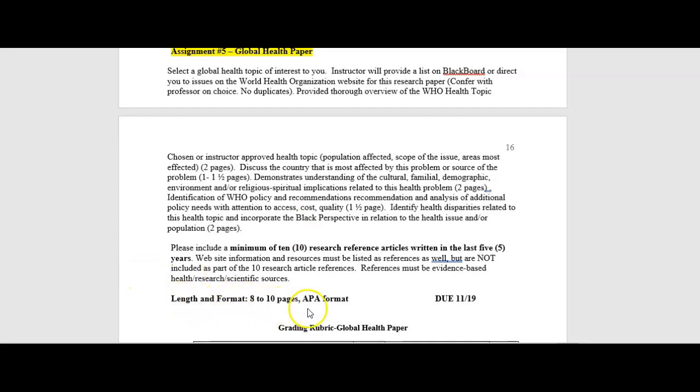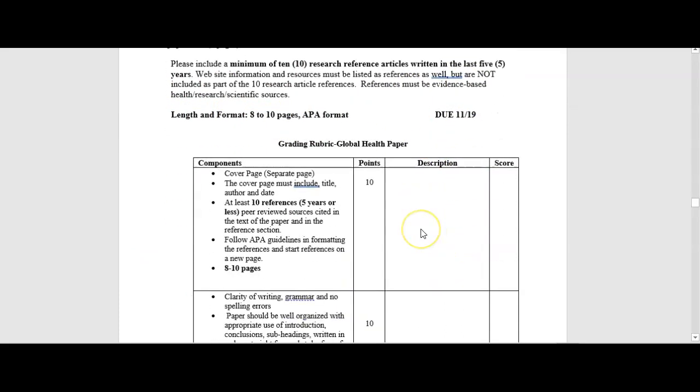This paper is going to be 8 to 10 pages long. APA format is a must, due November 19th, and this is the rubric for that assignment. Again, we can talk about this assignment more during Blackboard Collaborate group sessions. I'm more than happy to answer any questions you have via email, but I prefer them to happen in the group discussion so that other members of your class can benefit from it as well.